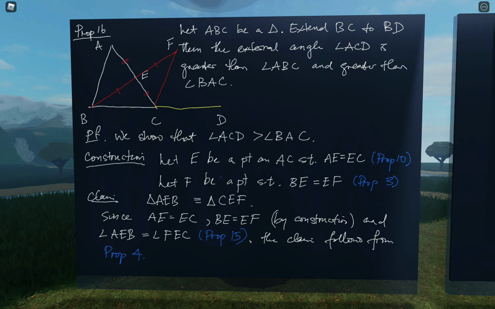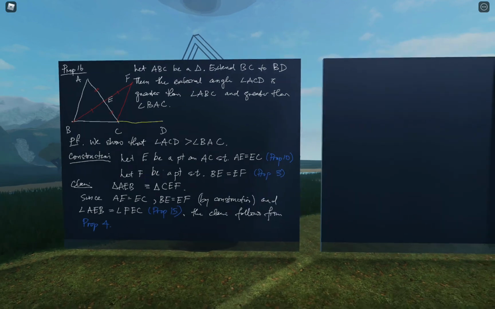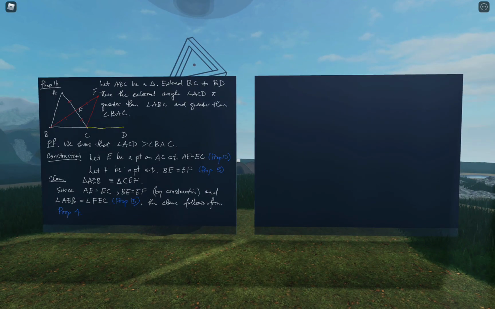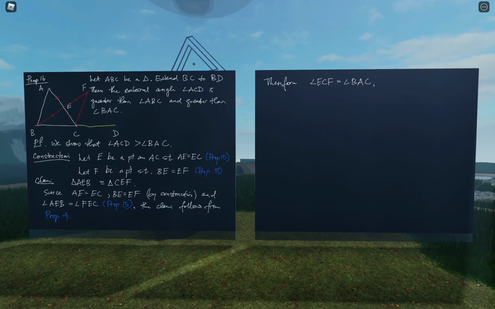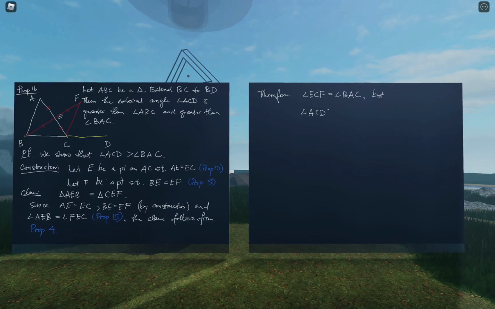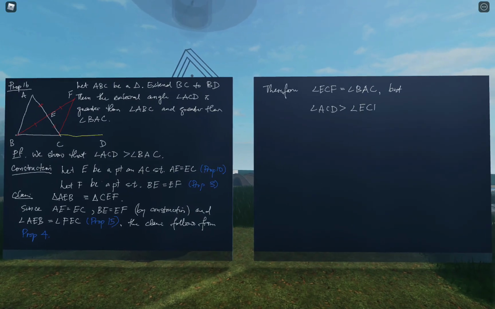Okay, so now I'm going to move to the next board since we have another board, right? And so now we've got the two triangles are equal, and so now we can match up the corresponding angles, right? So therefore, ECF is equal to angle BAC, right? These are the corresponding angles of the two congruent triangles, right? But angle ACD is greater than angle ECF.